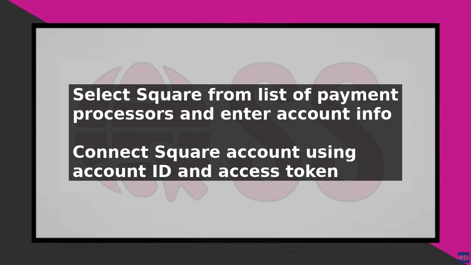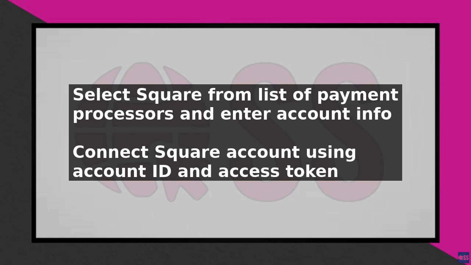After you have connected your Square account, you will need to configure your payment settings. This includes setting your payment types, such as credit cards or bank transfers, and setting your shipping and tax rates. You can also customize your checkout experience by adding a logo or customizing the layout.